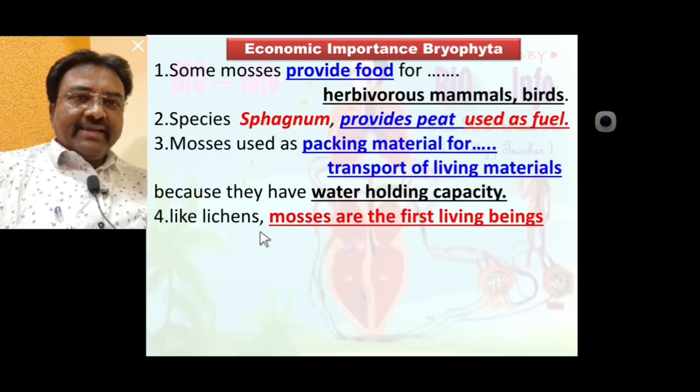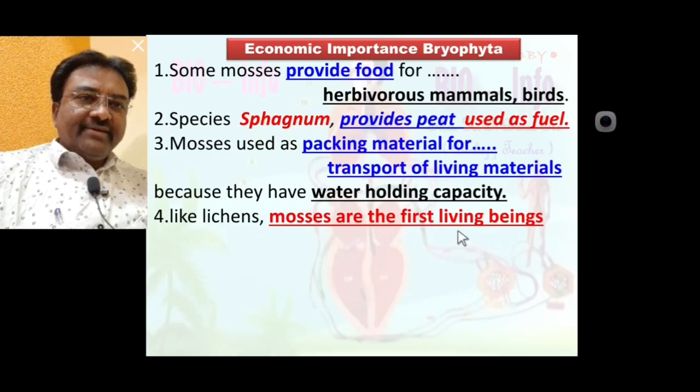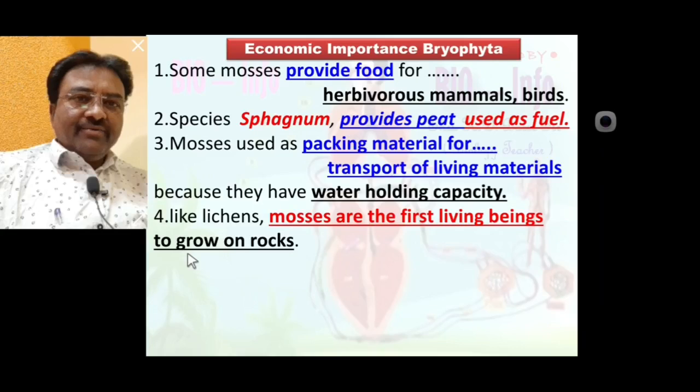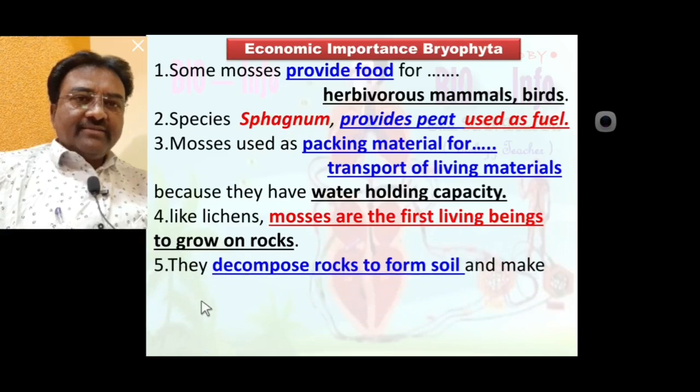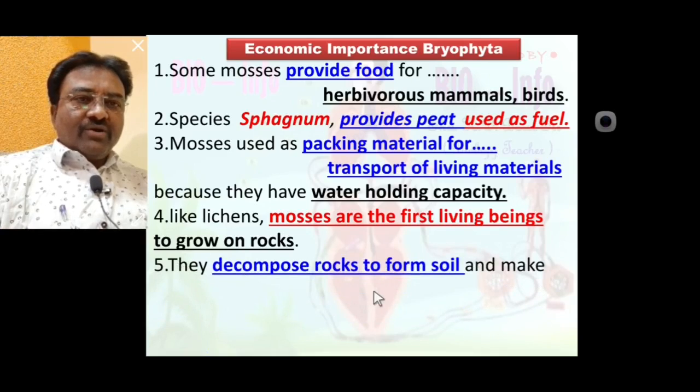Like lichens, mosses are also first living beings because they grow on rocks. Lichens are pioneers. Next, number 5. Mosses decompose rock to form soil.